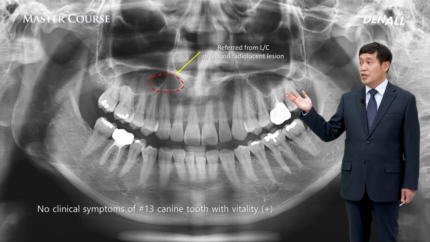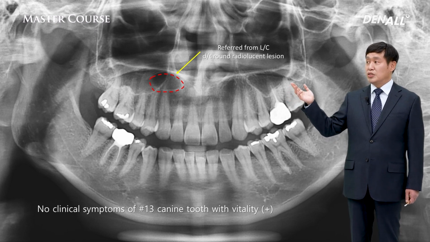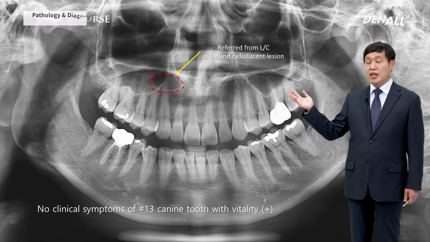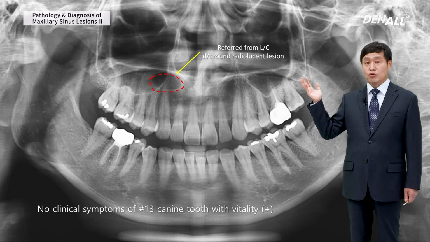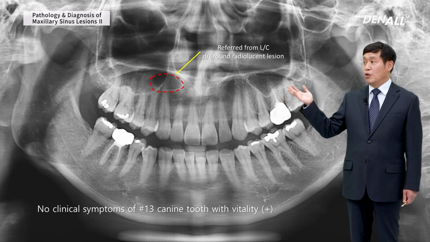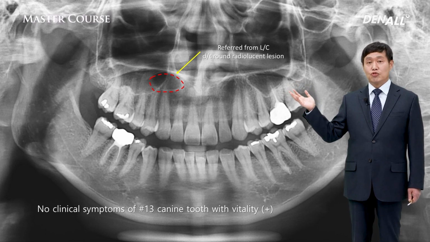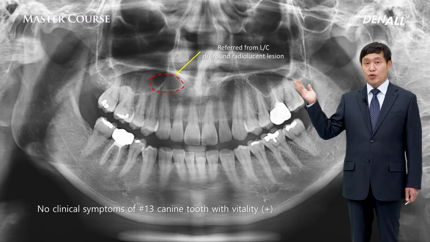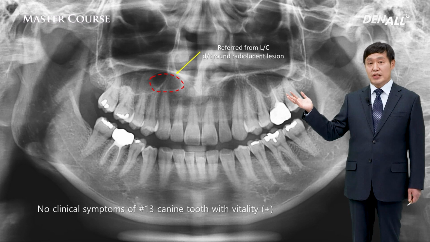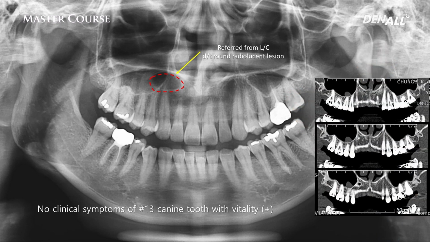The patient came to my hospital because in number 13, K9, if you look at the root area, there's a radiolucent lesion. It's a cystic lesion. There's something circular. When the patient was referred to me, there was no clinical symptom. And number 13, the canine tooth itself, the vitality was intact. The private dental clinic was confused as to do endodontic treatment or to perform other kind of treatment.